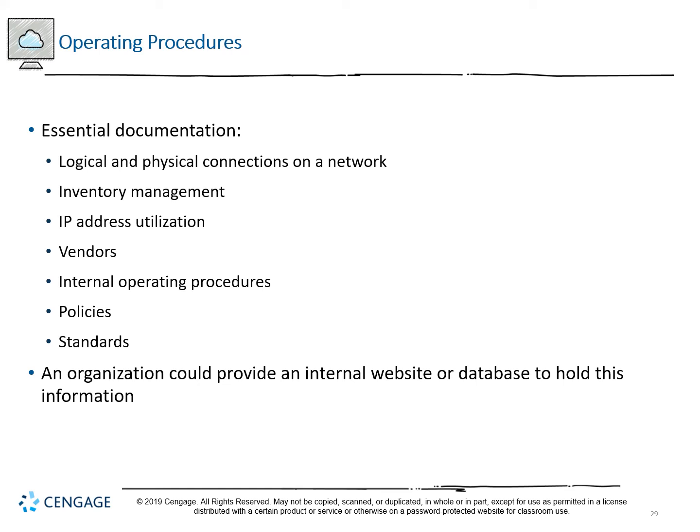So for our operating procedures, we usually need some essential documentation established. Physical and logical connections on a network, how it's read on the network versus how it's seen physically. Inventory management, we've got to keep track of what we have. What IP addresses have been established, which have not. Vendors, if we have a vendor agreement to say that we need to resupply whenever we get below a certain percentage, or we allow access to certain inventory for a vendor to be able to replenish, things like that.